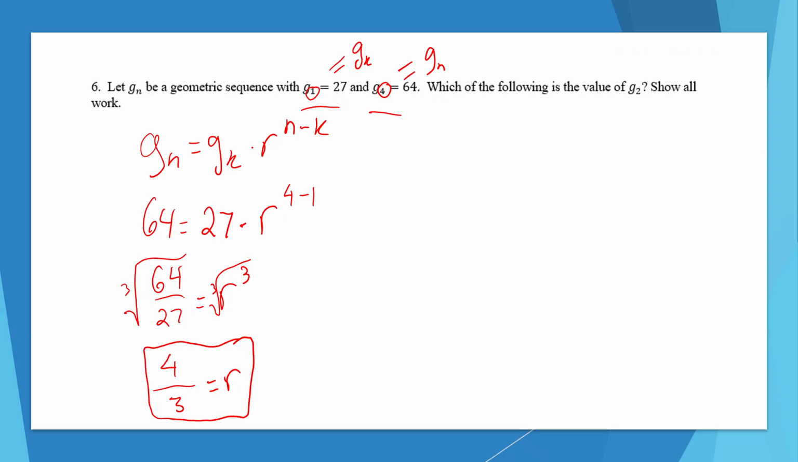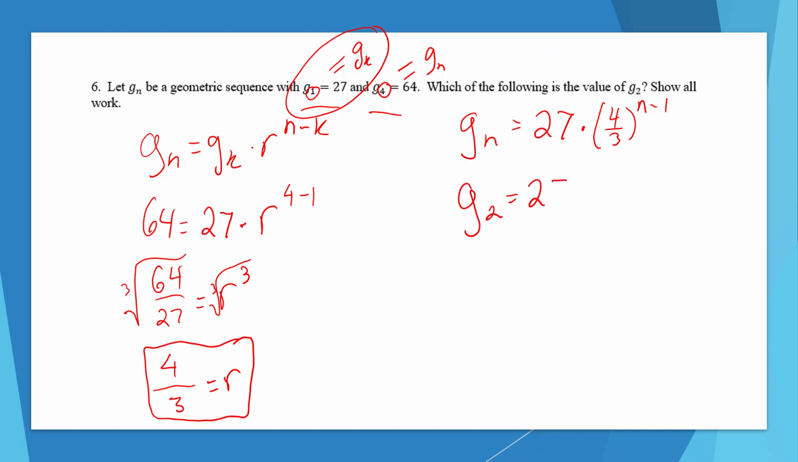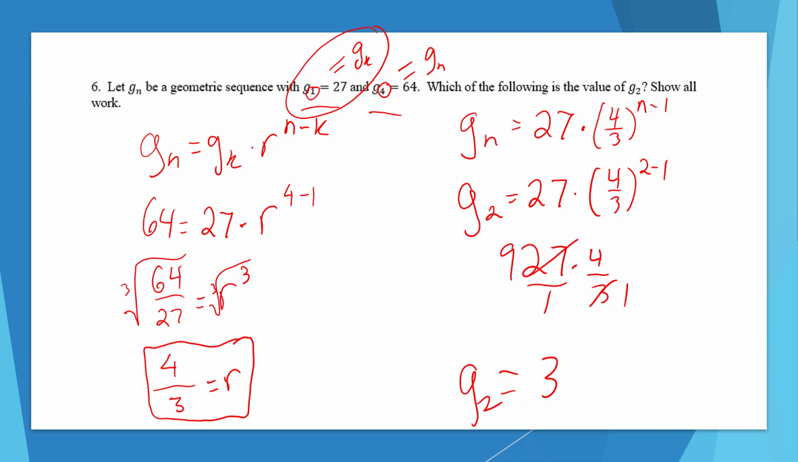Right, now that we have our r value, let's plug it into our equation. So here, g of n equals, and we'll just use this as our g of k, 27 times 4 over 3 to the power of n minus k, which is 1. And then we want to find g of 2. So this should be 27 times 4 over 3 to the power of 2 minus 1, which is 27 times 4 over 3. Here we can cancel out a 3, and we should get g of 2 to just be 36 as our answer there.